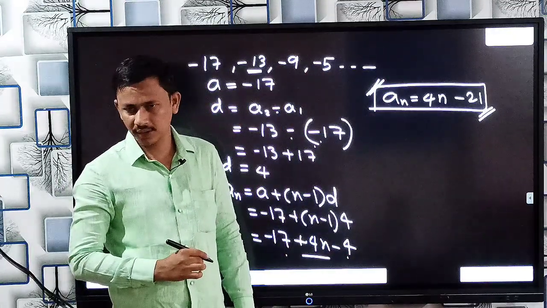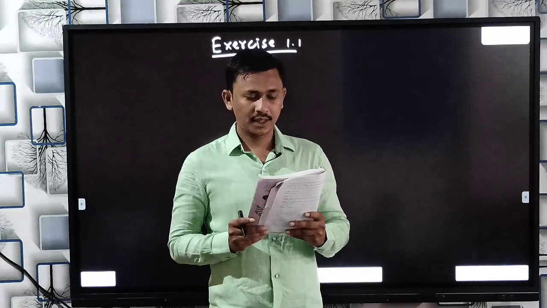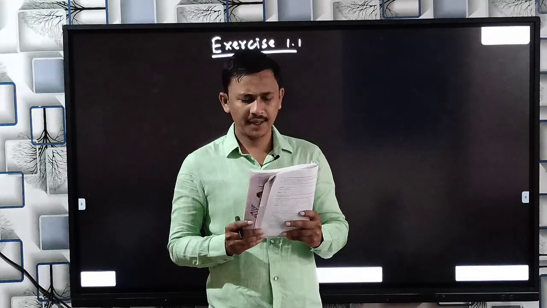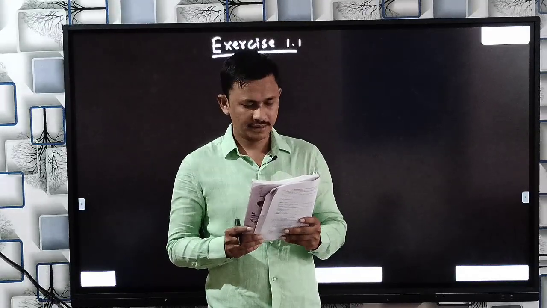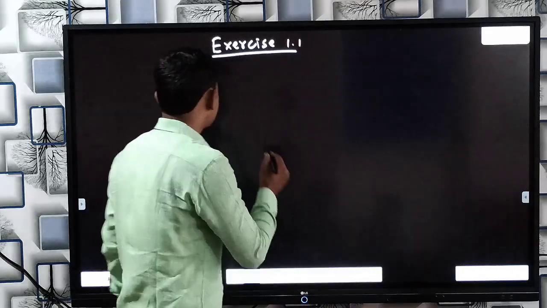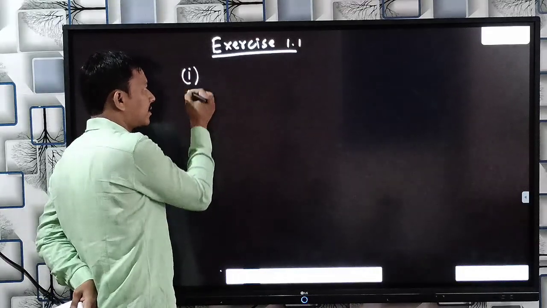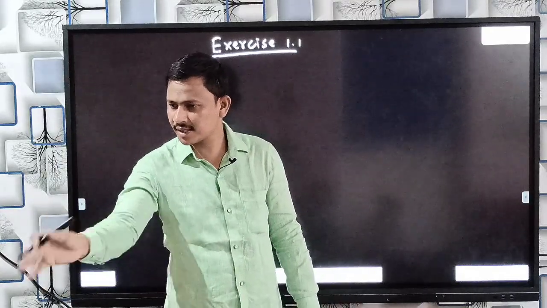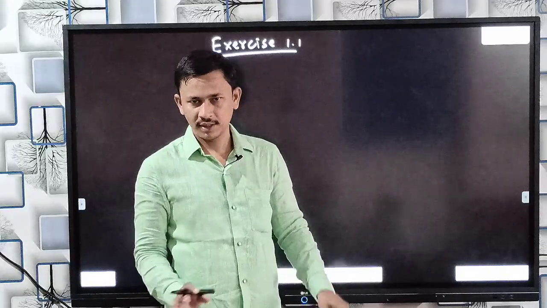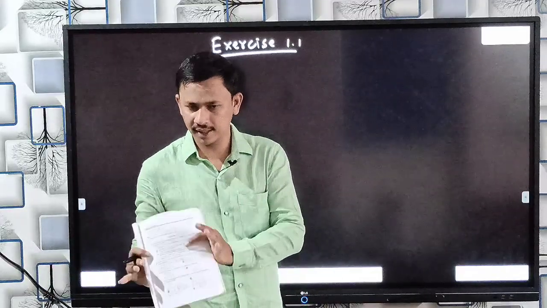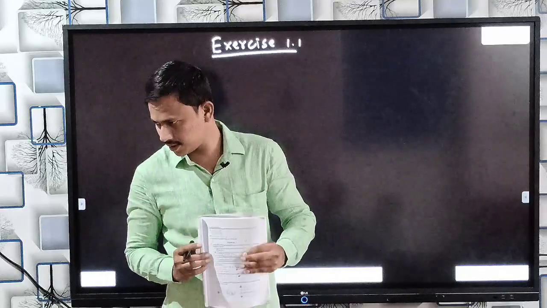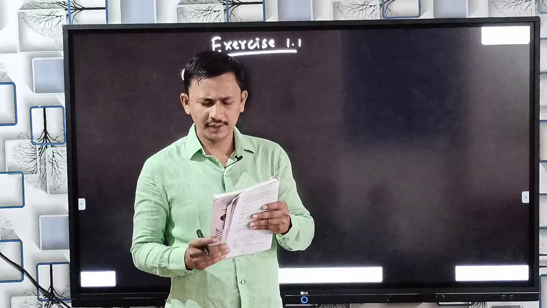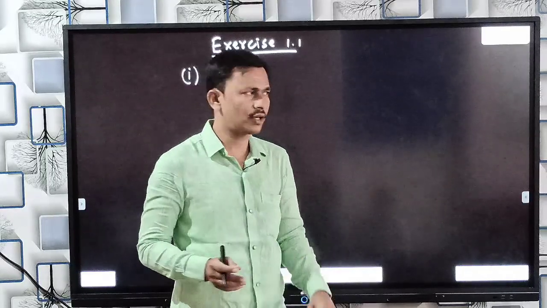Correct? Okay. Exercise 1.1. In which of the following situations does the list of numbers involved make an arithmetic progression and why? There are some situations. By using those situations, we need to find whether those situations are in AP or not. Understood? First question is the taxi fare after each kilometer when the fare is 15 rupees for the first kilometer.